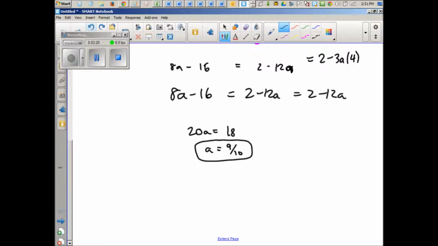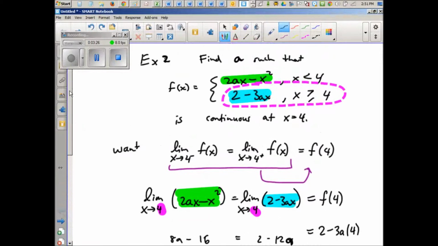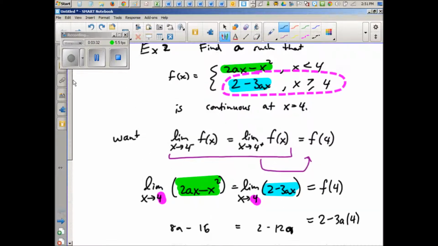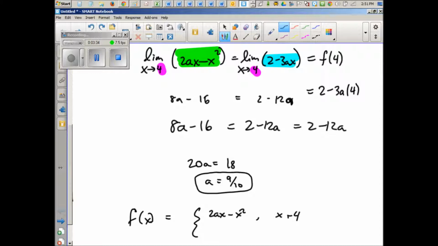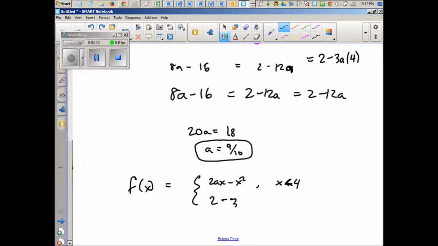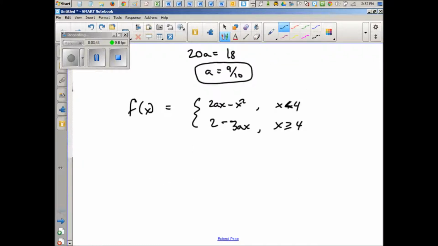What does it mean? Well, the function was given, but a was missing, remember? The function looked like this. It was basically 2a x minus x squared, and this is for x's that were less than 4. Right? And then the other part of it was linear. It was 2 minus 3ax, and that was for x is greater than or equal to 4. You just found the a that actually makes this problem work.